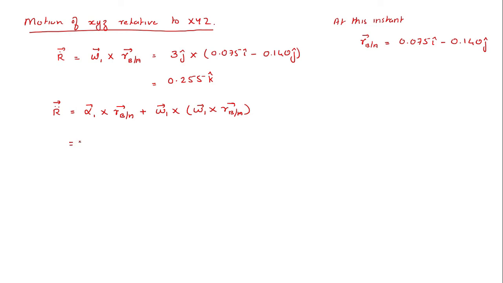Okay. Now, as such, it is said that it is undergoing a constant angular velocity, so alpha 1 vector will be 0. So this entire term will become 0, plus omega 1 vector, which is 3j, cross omega 1 cross r_B/A, which we have already obtained here. That is equal to 0.255 k. So I can directly write here 0.255 k, which is equal to minus 0.675 i cap.